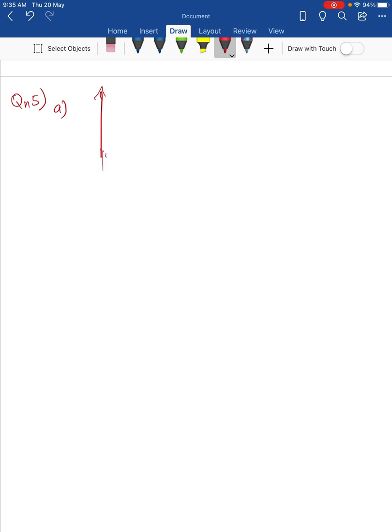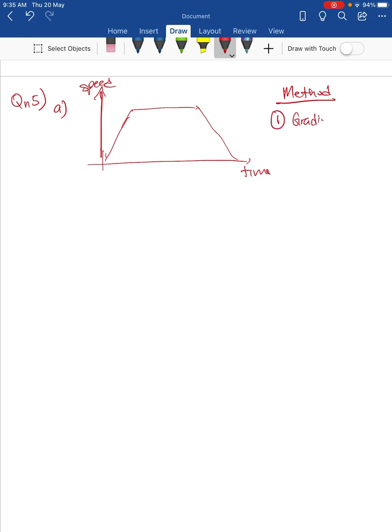Let me just redraw the graph. Have a rough sketch over here. So this is the speed and time graph. Remember, the method that we always use to solve this is only two methods. One is using the gradient, and the second one is the method of area under the graph. Usually it's just these two, I would say 80 to 90% of the time.